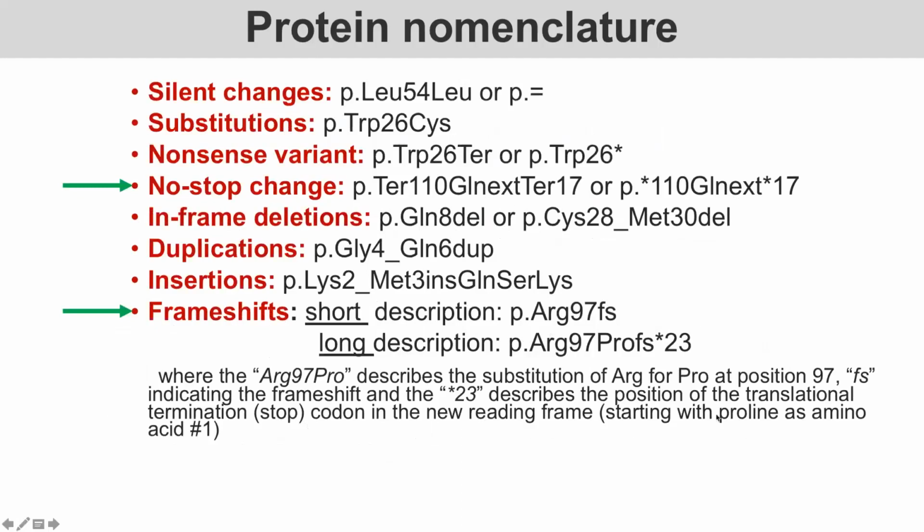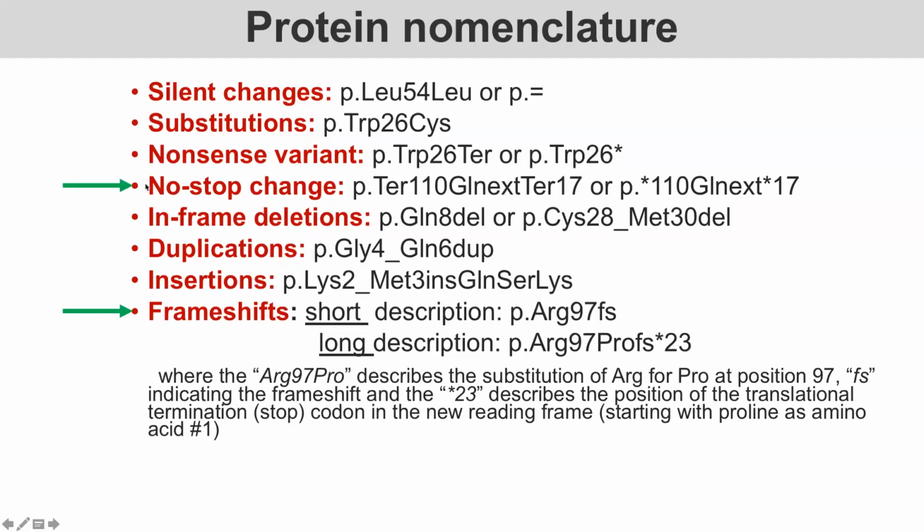For frame shifts, there are two different ways you can represent the frame shift. You can do a short approach, which is just the amino acid position followed by fs, just to say this is now going to be out of frame after this, versus a longer one where you are describing what actual change is happening at this position and how many amino acids downstream you would see a stop site. So in this case, you are now going to see a stop site 23 amino acids after your 97. So at position 120 is where you would see the stop symbol.